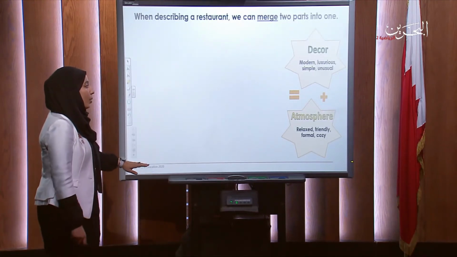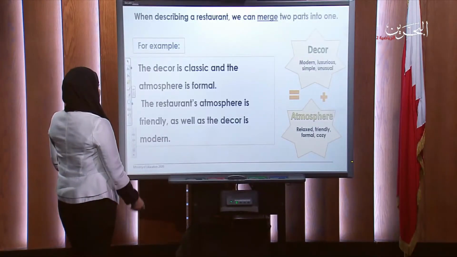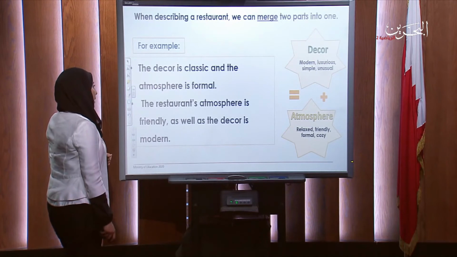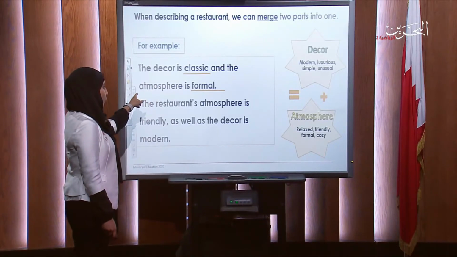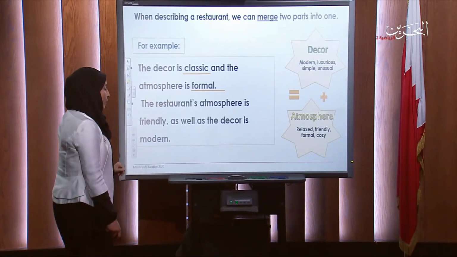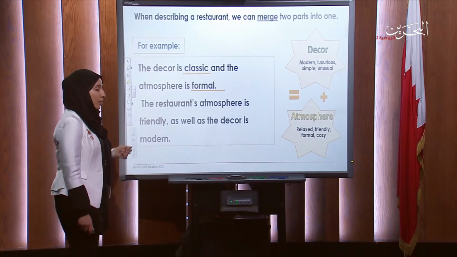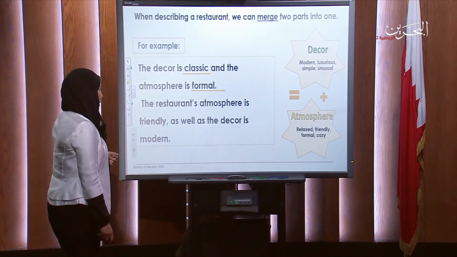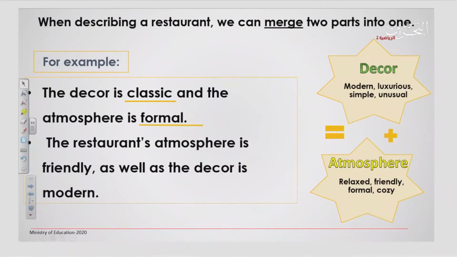Similarly, if we were going to talk about the decor and the atmosphere, again, we can join them together. Keep in mind that usually every 2 points are related, so you can join them as one. For example, the decor is classic and the atmosphere is formal. So, the decor, classic, atmosphere, formal. Similarly, let's do together the next sentence. The restaurant's atmosphere is friendly as well as the decor is modern. Friendly, the atmosphere, and the decor is modern.